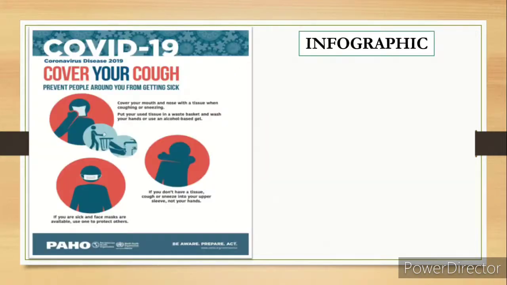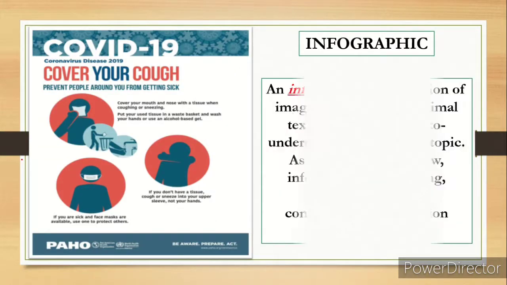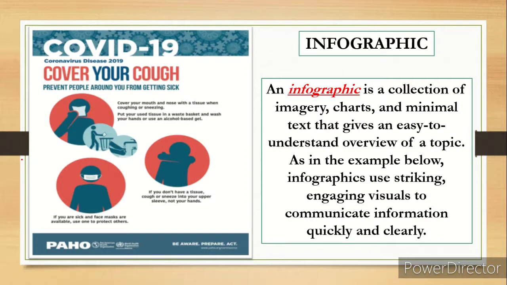Next, we have here infographic. An infographic is a collection of imagery, charts, and minimal text that gives an easy to understand overview of a topic. As in the example below, infographics use striking, engaging visuals to communicate information quickly and clearly. So this infographic is about COVID-19. So it has information about COVID-19.